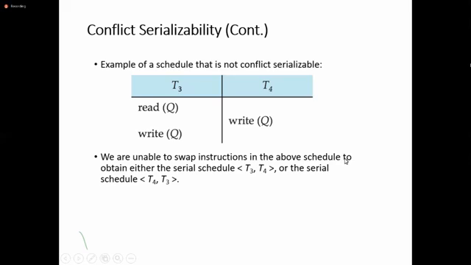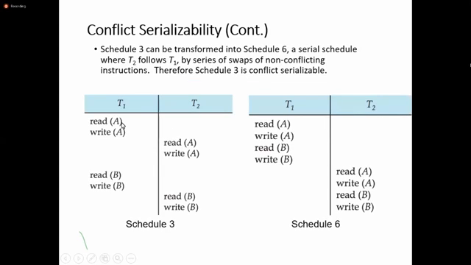We are unable to swap instructions in the above schedule to obtain either serial schedule, T3 followed by T4 or T4 followed by T3. We cannot change it because the same item is there, whereas the previous example had different items. Therefore, we can make that one a serial, continuous schedule. Swap means change, interchange.